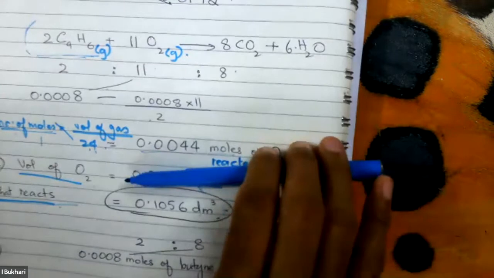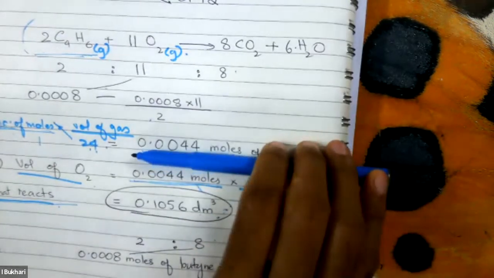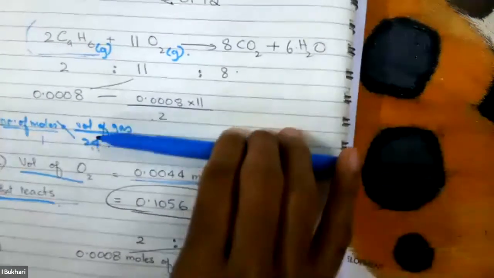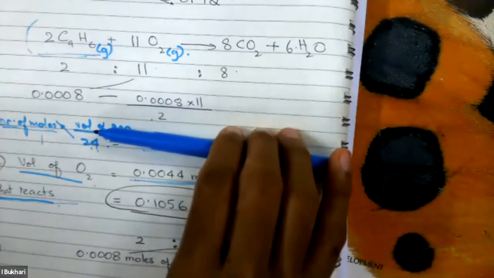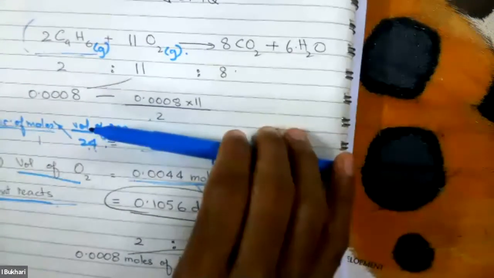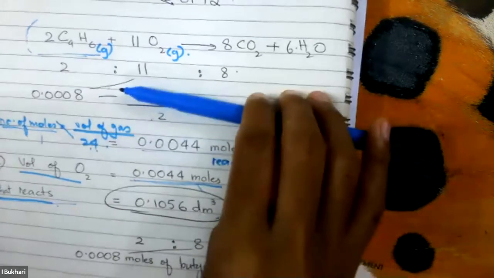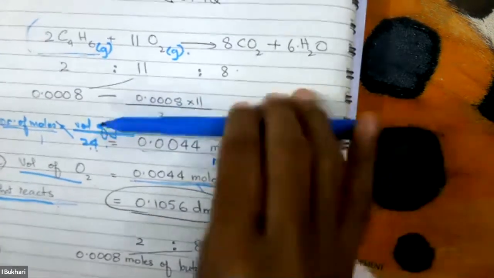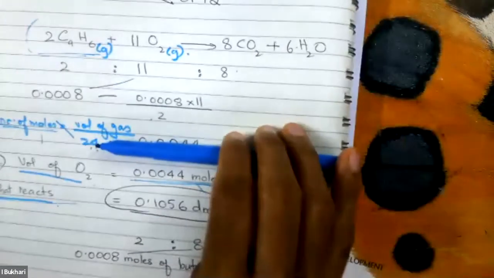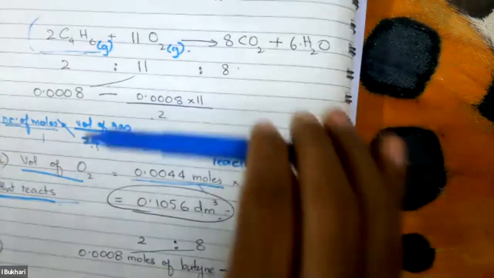Is it less? If the answer that I got is less than what they have given in the question, then that means this oxygen was in excess, because they have given more than what is required. And if what I'm getting is more than what they have written in the question, then that means oxygen was a limiting factor.